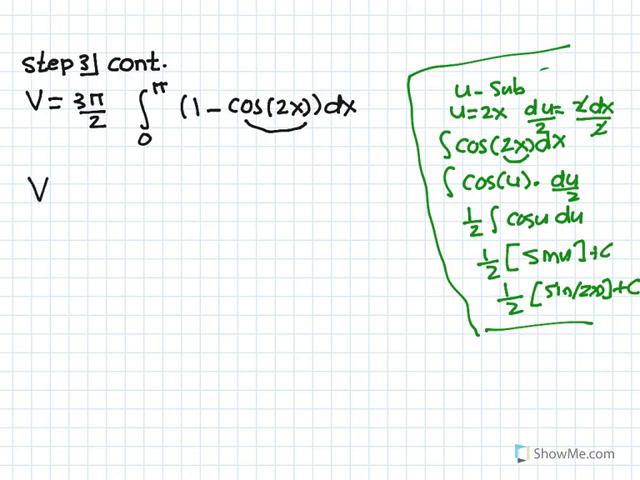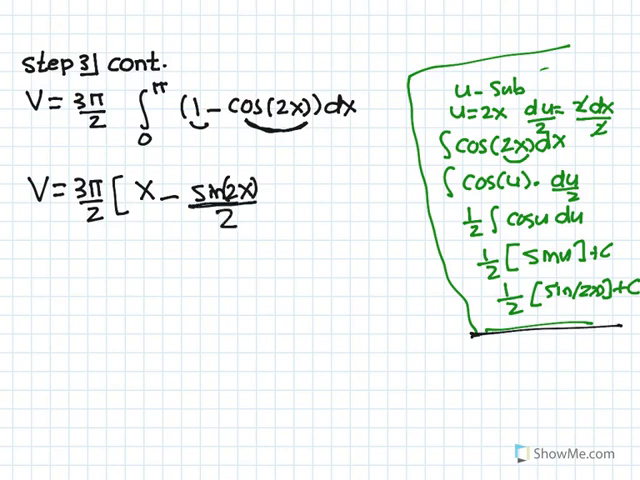So the volume is going to be equal to 3 pi over 2 times the antiderivative of 1, reversing the power rule, we get x, and integral of cos of 2x, applying the U substitution, what we just did earlier, that's just going to be sine 2x divided by 2. And that's consistent with the result that we got here. And evaluated from 0 to pi.